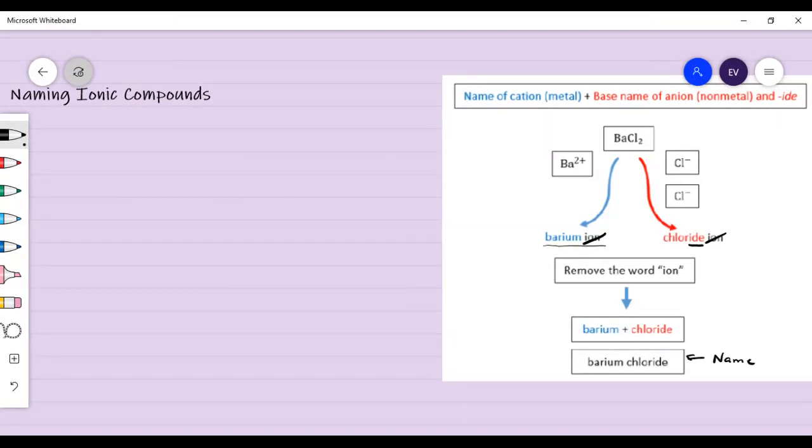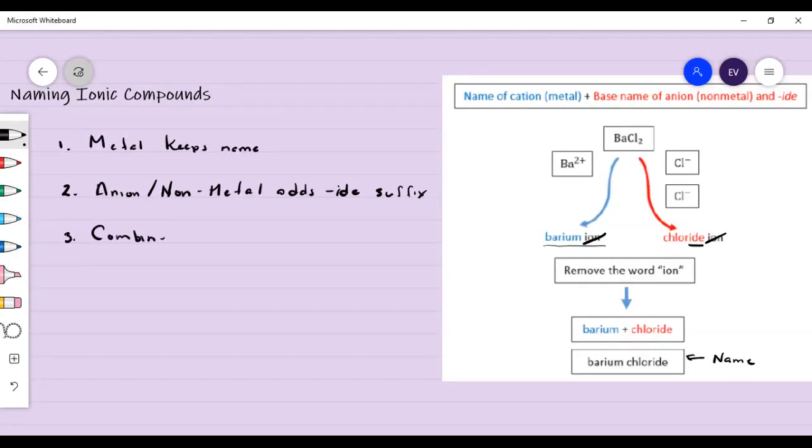This is the name of the ionic compound. So rule number one is that the metal always keeps its name. Whatever the name is on the periodic table, that's what you call it. The anion, or the nonmetal, adds the IDE ending, the suffix. Then you combine.